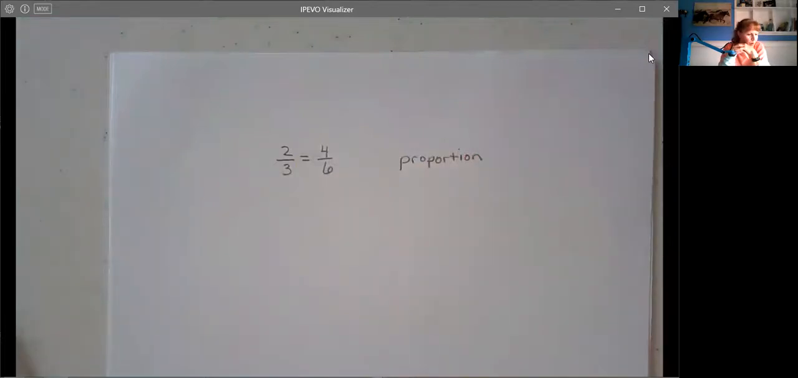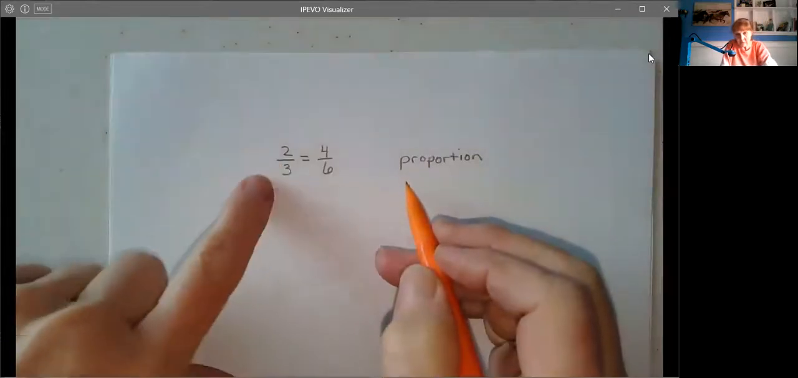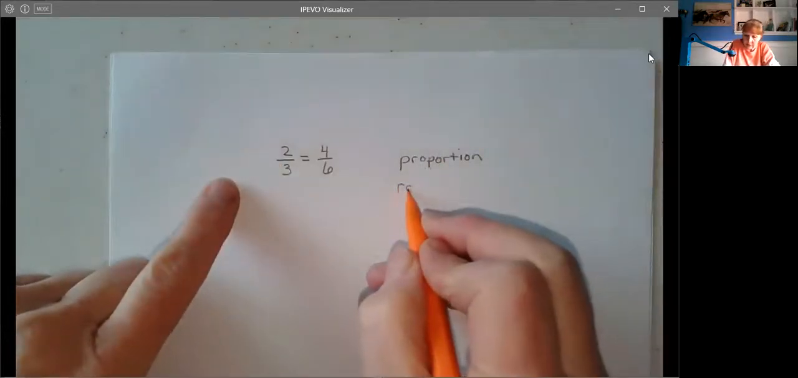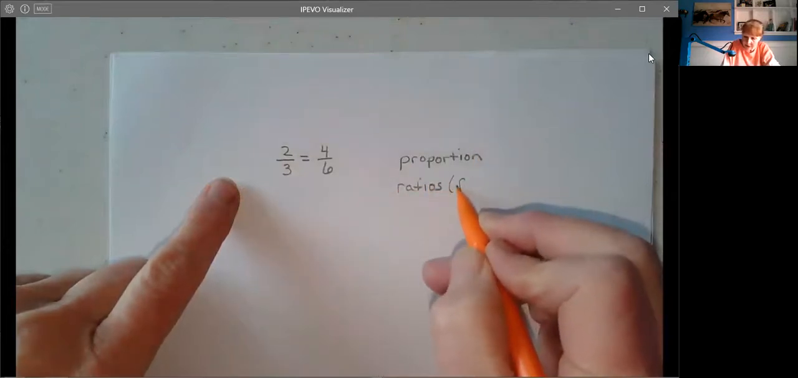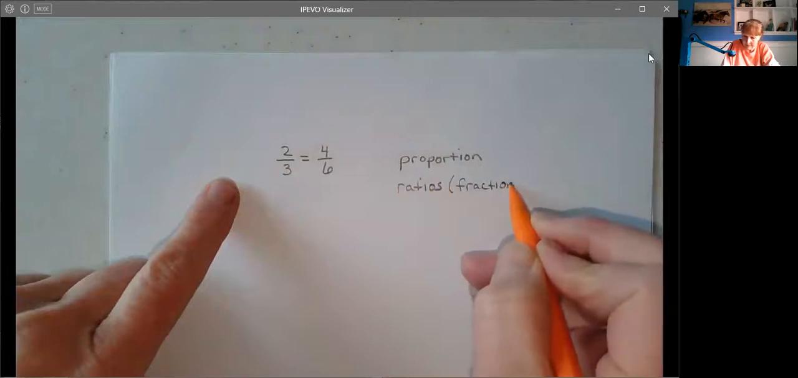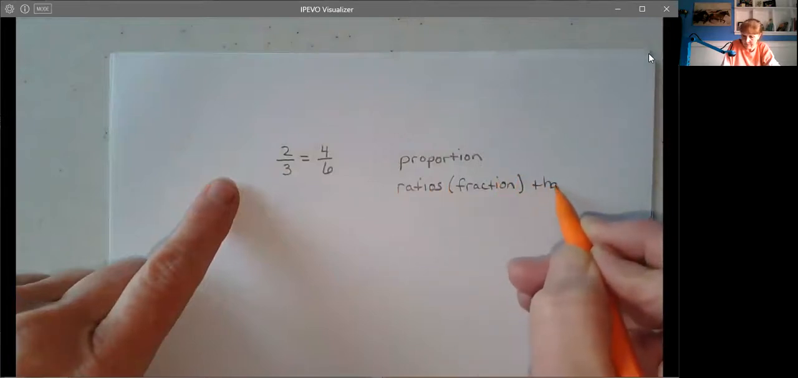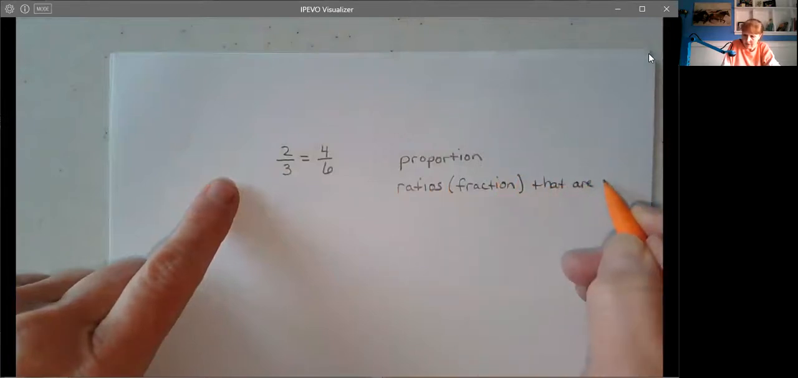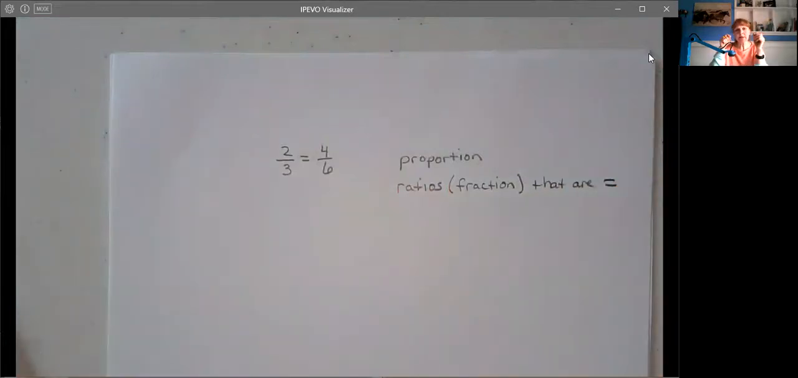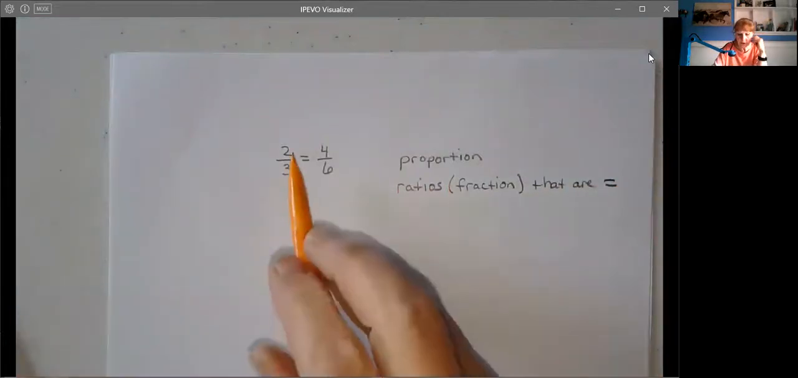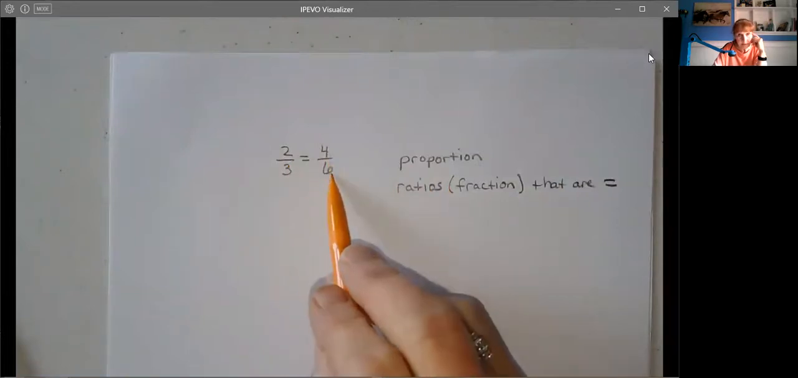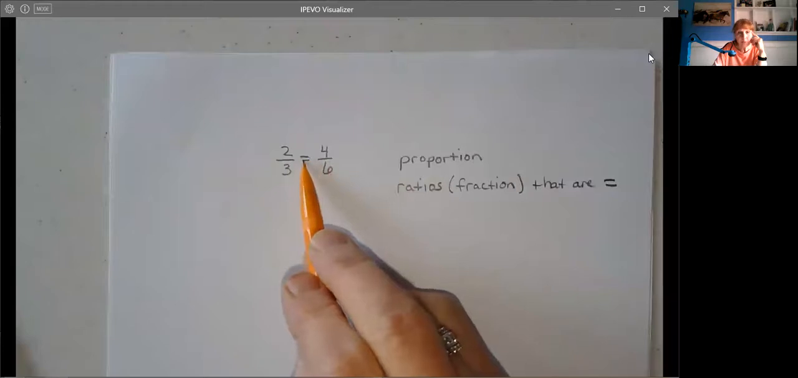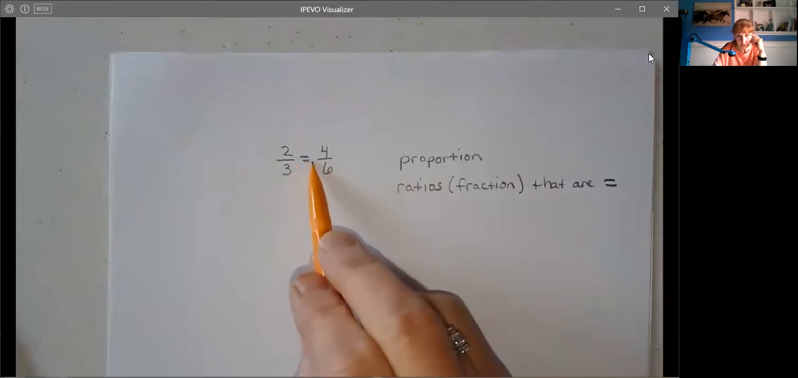But this proportion is made up of, normally we say these are fractions, but we can also say that they're ratios. Ratios or fractions that are equal. I'll just put an equal sign there. So in this case, we have a ratio 2 to 3, or 2/3. We have a ratio 4 to 6, and they represent a proportion. Okay, they're equal to each other.